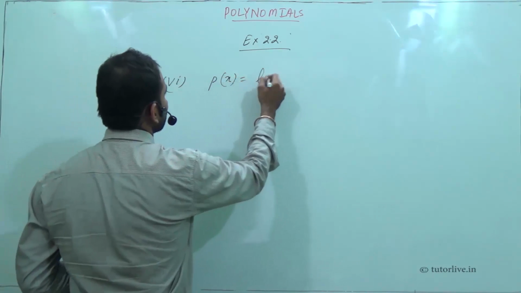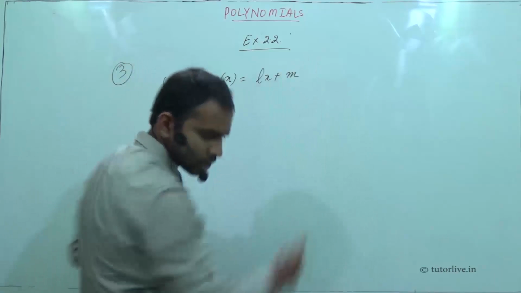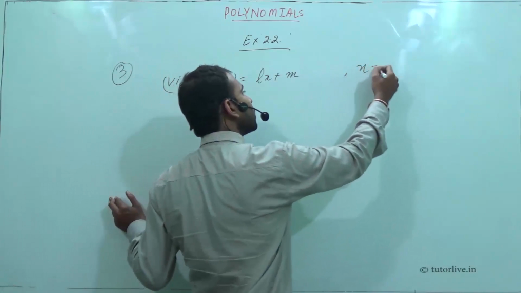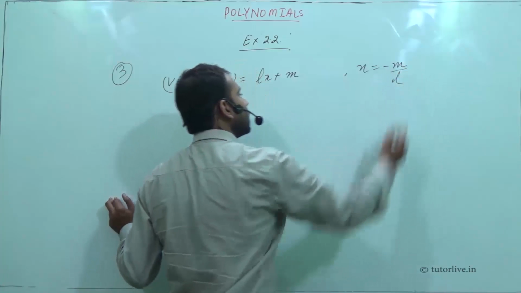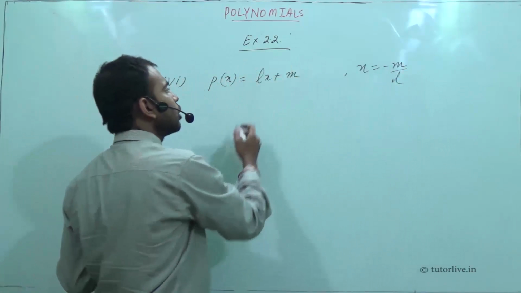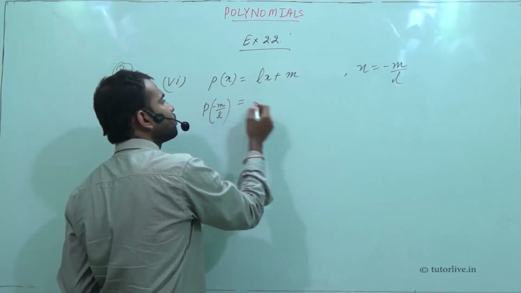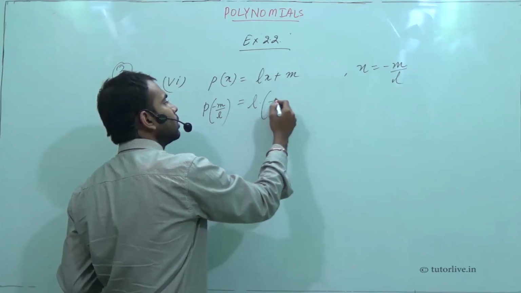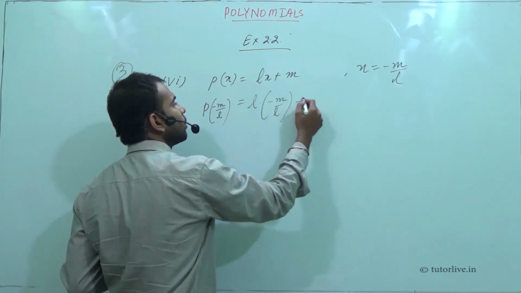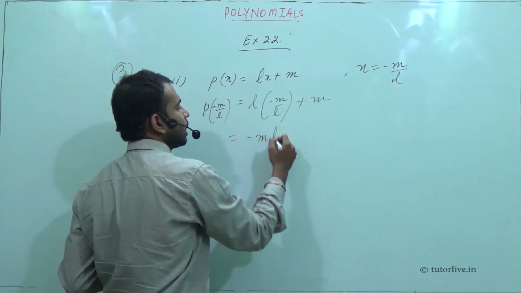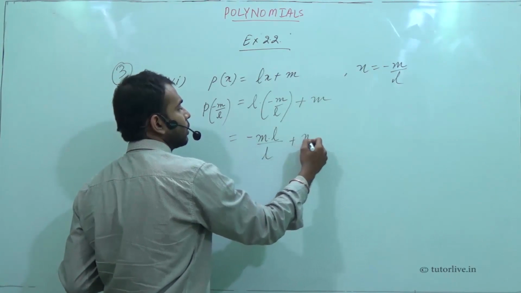p(x) is equal to lx plus m. That is the equation, I hope so. Yes sir, that's it. And the value of x that has been given to us is x equal to minus m upon l. So what we'll do is substitute the value of x in here. So we'll write here p(minus m upon l) is equal to l into minus m upon l plus m. We can just see it, minus m into l whole upon l plus m.